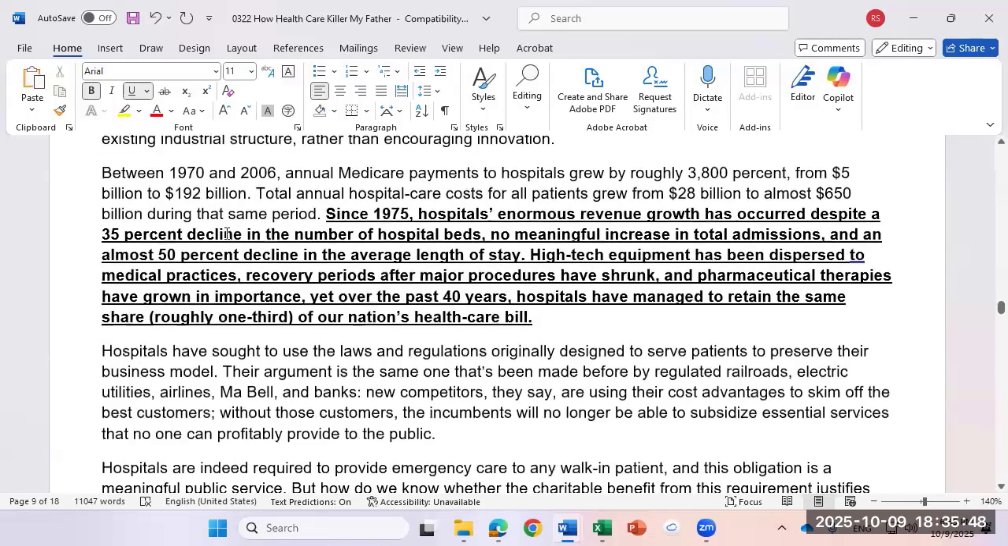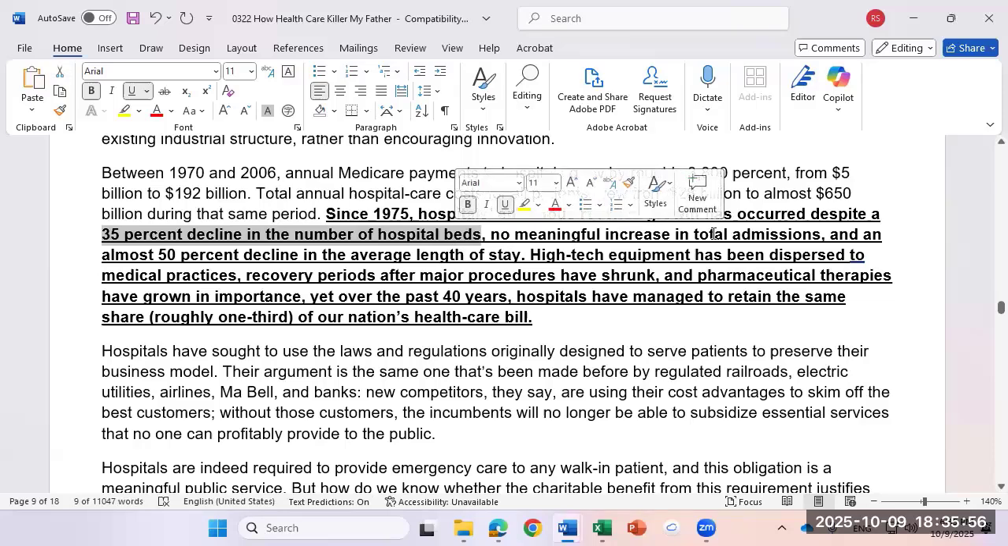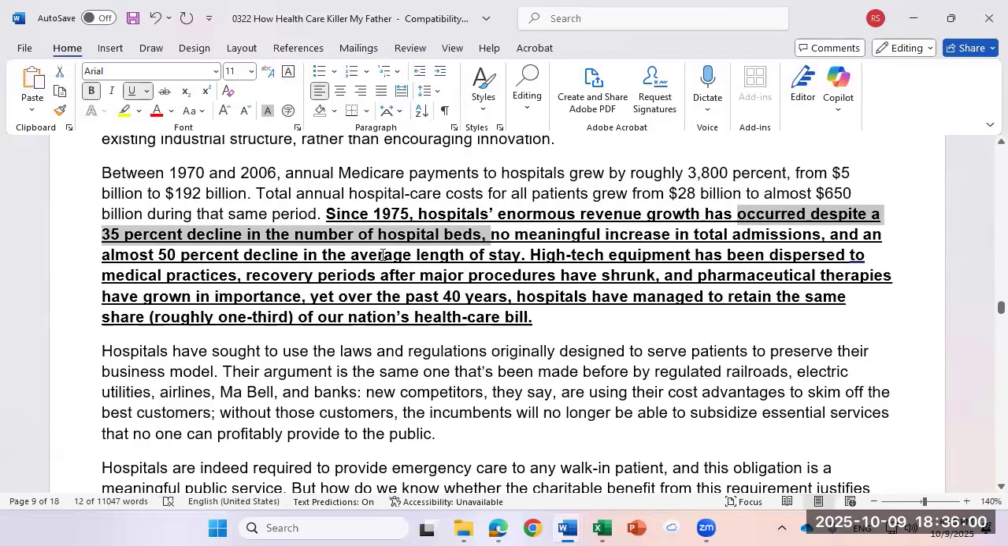What about hospitals? Hospitals' enormous revenue growth has occurred despite a 35% decline in the number of beds, no meaningful increase in total admissions, and almost 50% decline in the length of stay. They bought a lot of high-tech. We're going to talk about high-tech equipment here in a second.